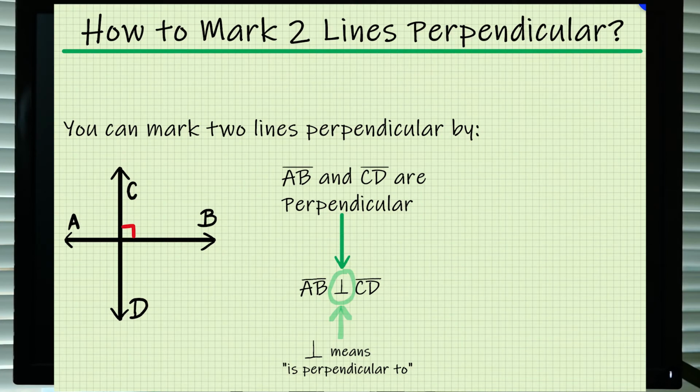So finally, before we move on to the quiz, how can you mark 2 lines perpendicular? You can mark 2 lines perpendicular by doing this. As you guys can see, there is a pair of perpendicular lines. And instead of just writing out AB and CD are perpendicular, you can write line AB, then this symbol, which is kind of like an upside down T, then line CD. This little symbol right here means "is perpendicular to."